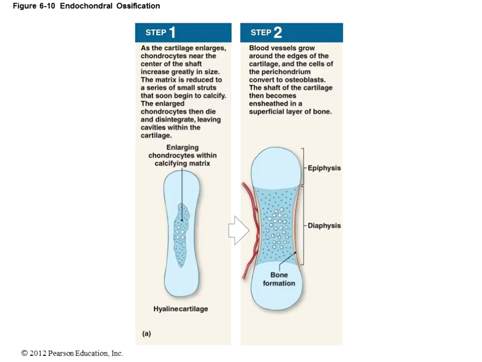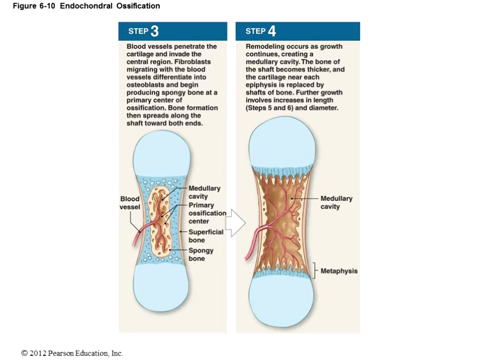Step 2, we start to see blood vessels start to grow along the outside and convert. We also see the inner portion sort of converted to osteoblasts, and a superficial layer of bone is formed. In step 3, those blood vessels that were migrating to the outer edge of the bone actually penetrate. And this is important to note because this ultimately becomes what's called the primary ossification center.